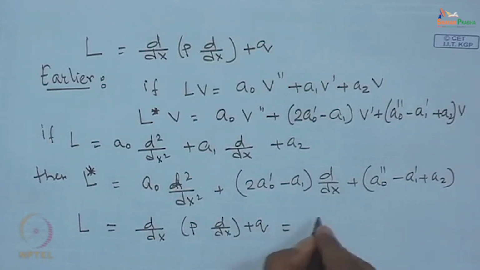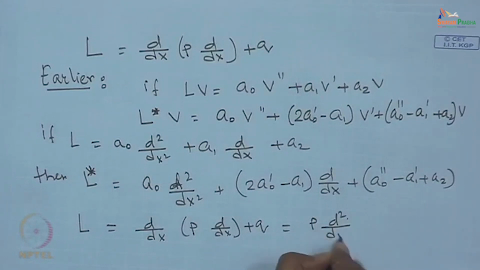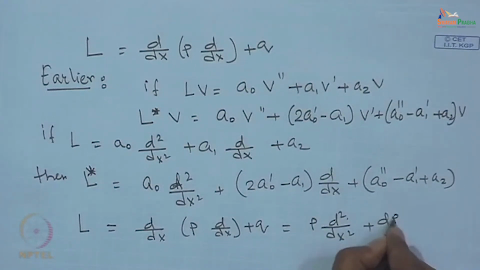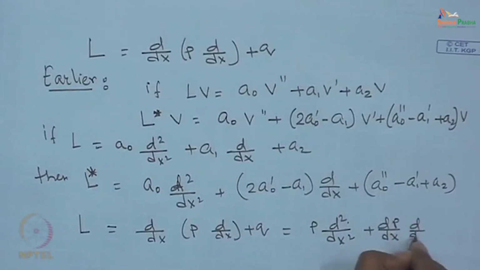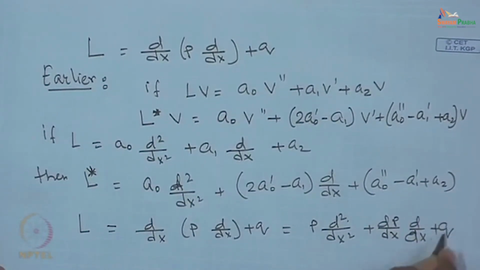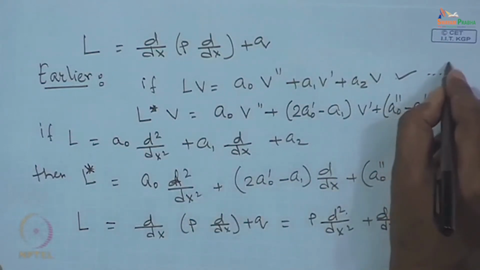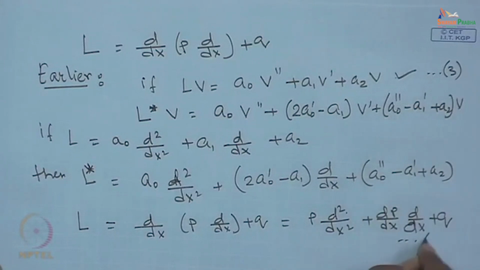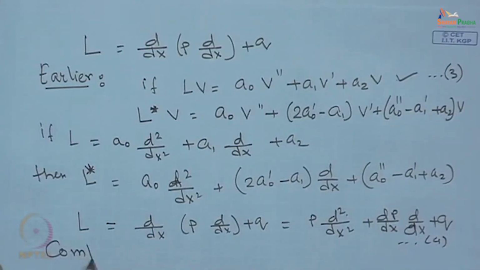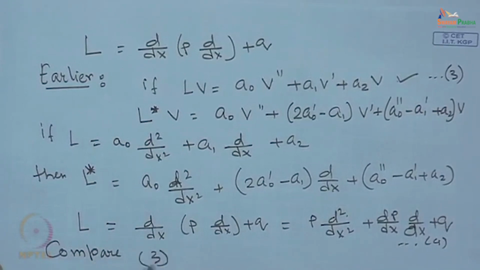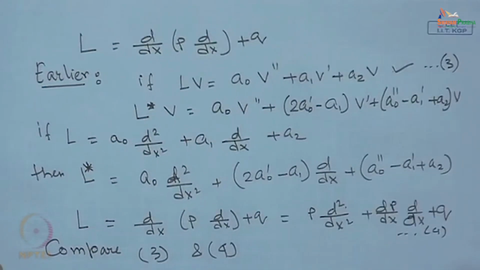So, therefore, p d²/dx² plus dp/dx d/dx plus q. So, therefore, we can compare this equation with this equation. If we compare, let us say this is equation 3 and this is equation 4, we can compare 3 and 4 and get different values.